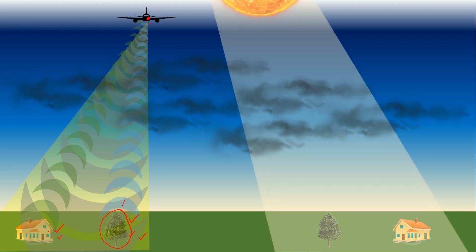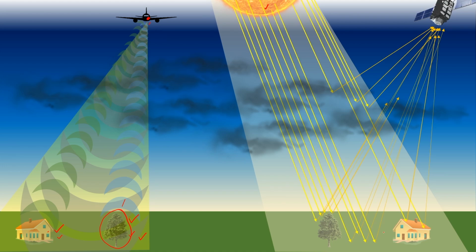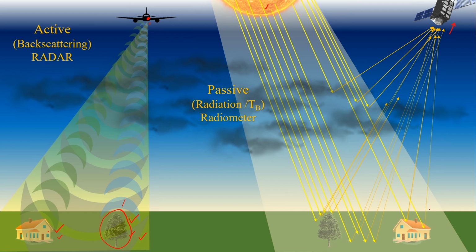In case of passive remote sensing, here the sun is our source, which is illuminating the whole area together, and then the signal is going back to the space, and then it is getting measured by the passive microwave sensors, right. So, this is called active, or backscattering radar. This is called passive. Here we are using the radiation or the passive radiometers, right.